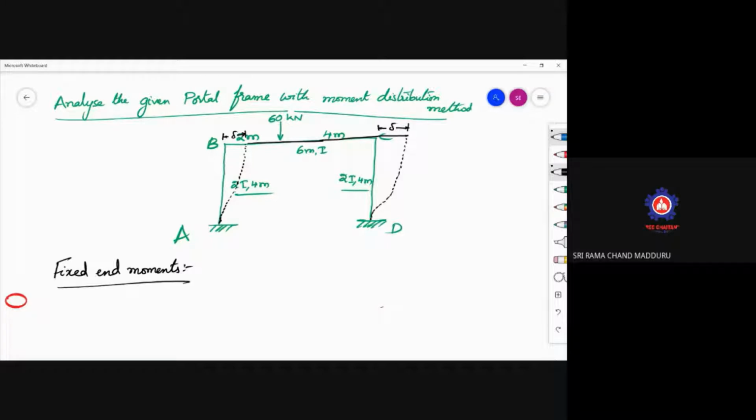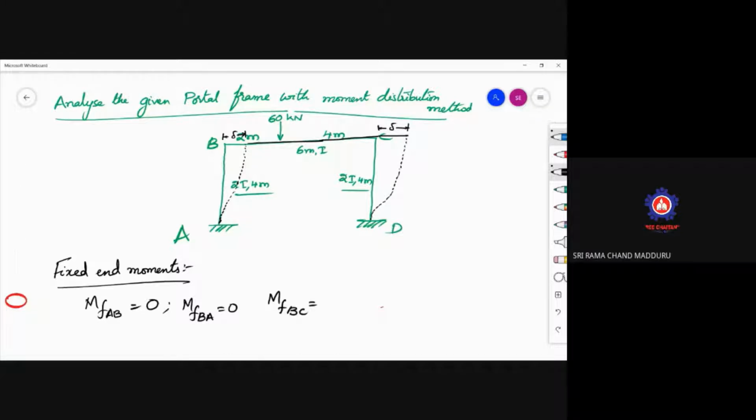Okay, now tell me what is MFAB? What is the value of MFAB? 0, sir. Yes. MFAB is 0. Why? Because there is no loading. That's why MFAB is 0. What about MFBA? That is also 0 as there is no loading.